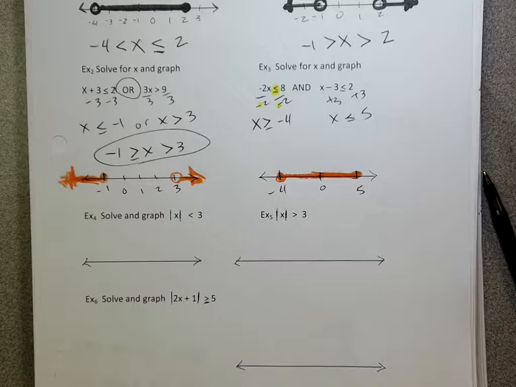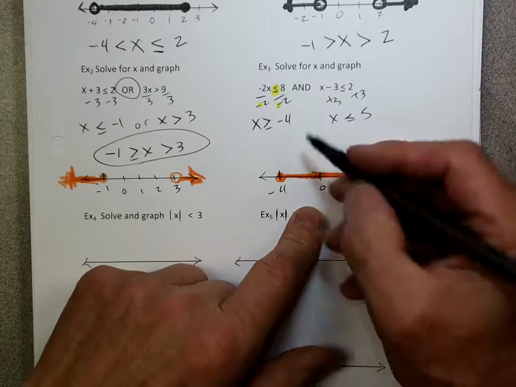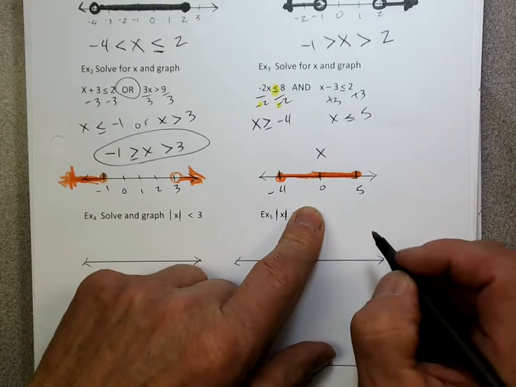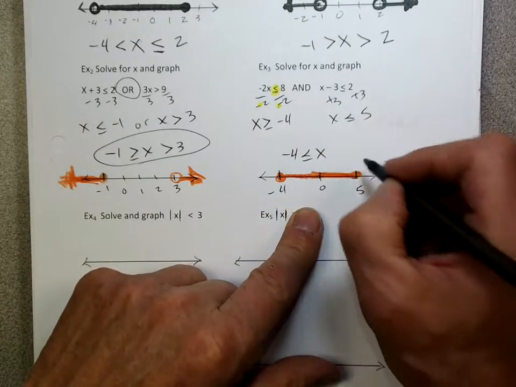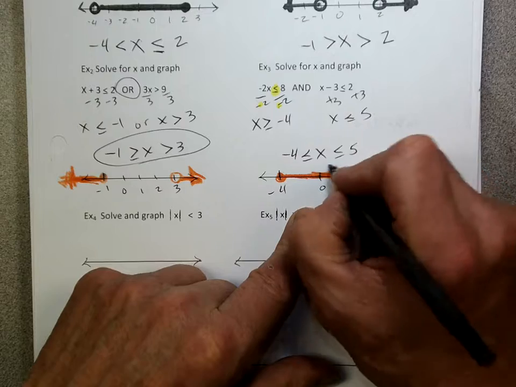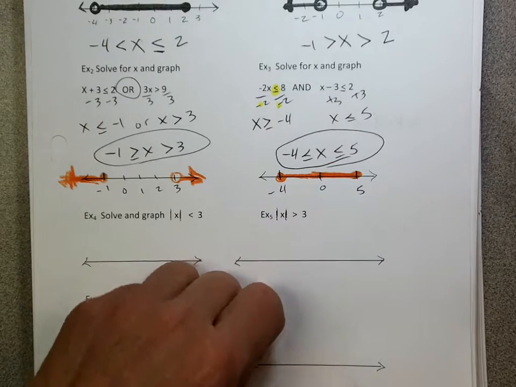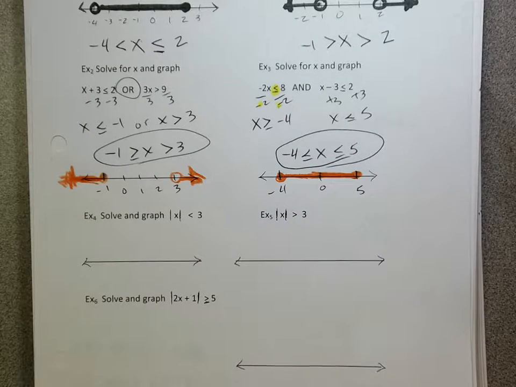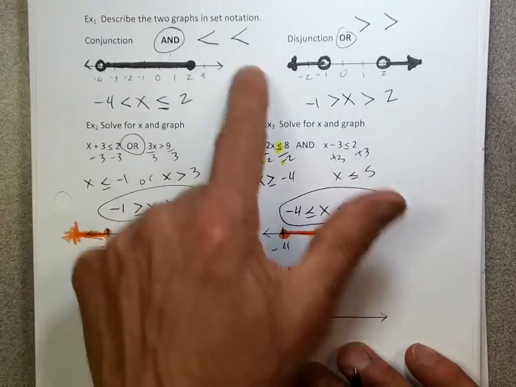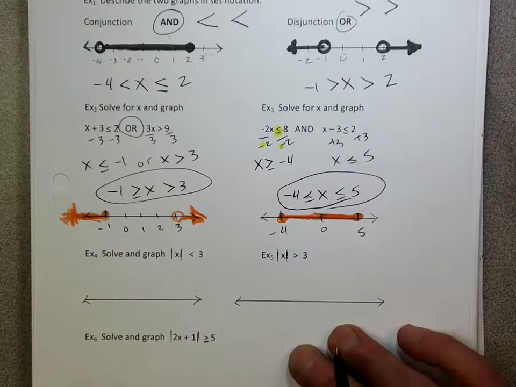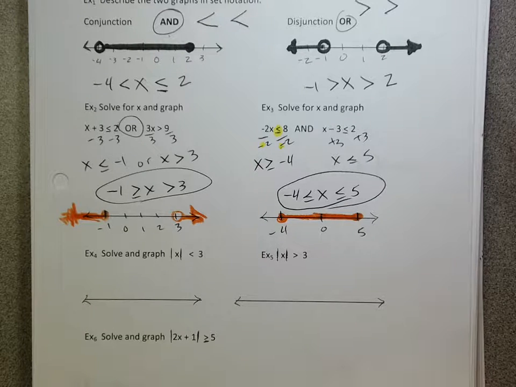Okay. Now, what I want to write is a compound statement, like squish it all together. Put x in the middle, right? And I'll have my negative 4 less than or equal to x, less than or equal to 5. There's my compound statement, okay? So again, if it's an and statement, we know the inequality signs point to the left, your right, my left.